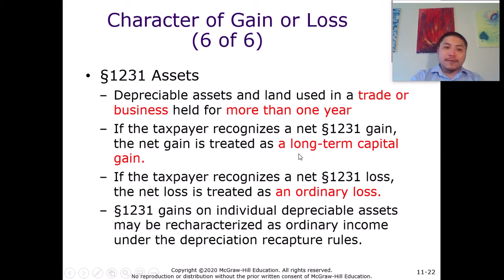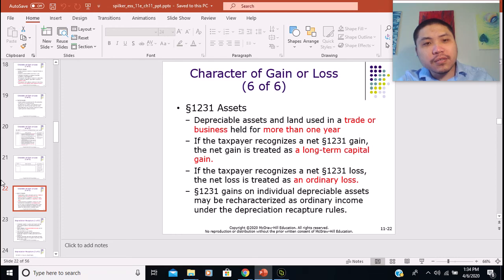So that's why taxpayers usually prefer to have Section 1231 assets. Section 1231 saves tax at the ordinary rate, because the loss can be treated as an ordinary loss. And then if there's a gain, the gain is going to be taxed at the preferential rate. So it's a double benefit. That's why a lot of people like it or want to hold this asset.